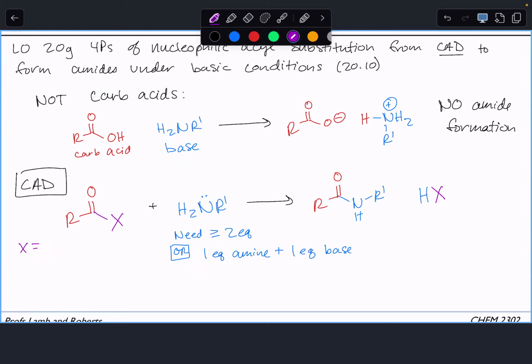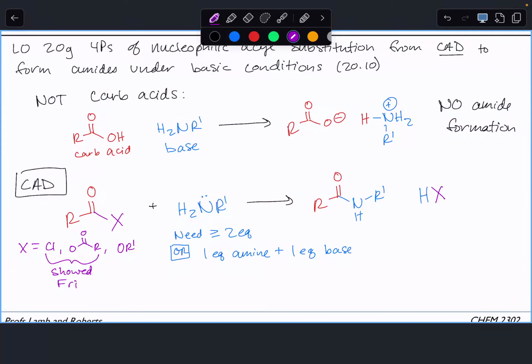And X can equal chlorine, acid chloride, right? We've already talked about that one. It could be this carboxylate to give an anhydride, which we've also already talked about. Today, we'll go through the mechanism of the ester. Those two we showed on Friday. The ester we'll show in a second.